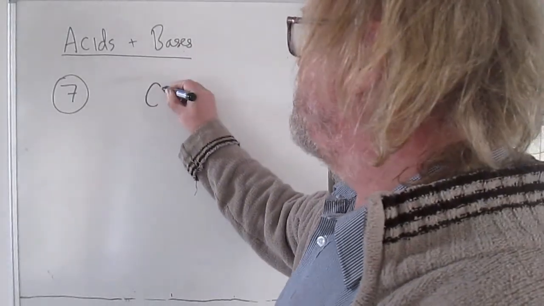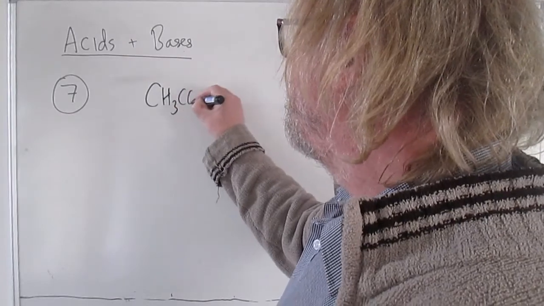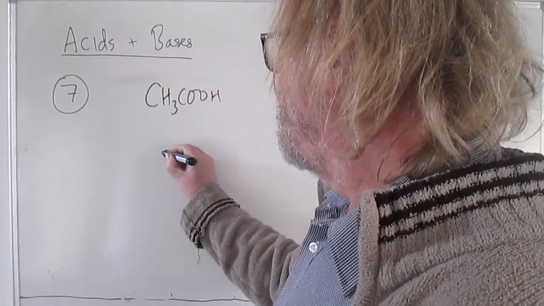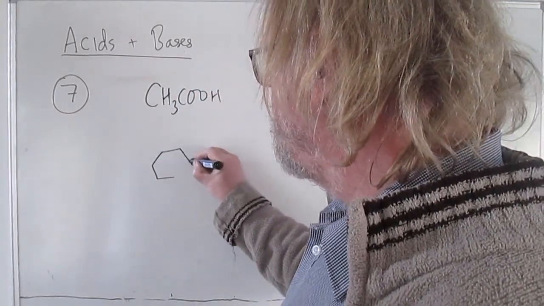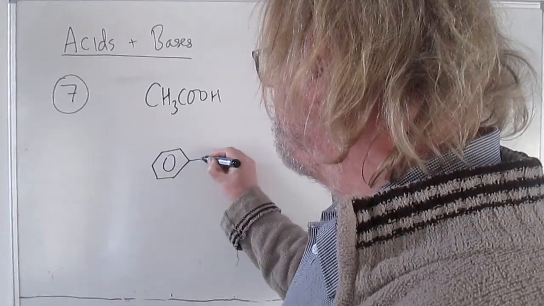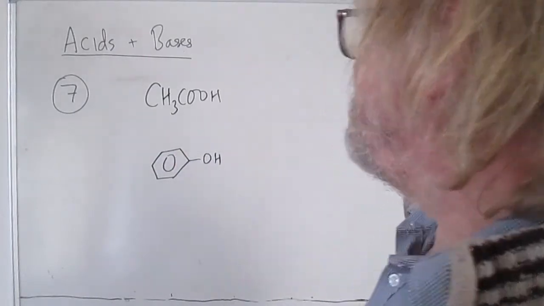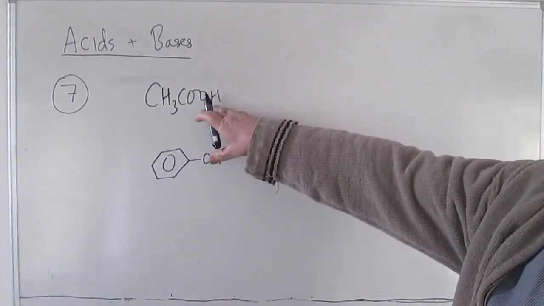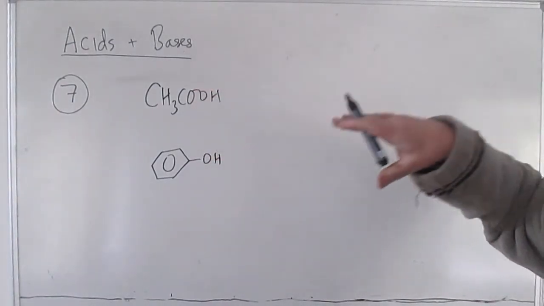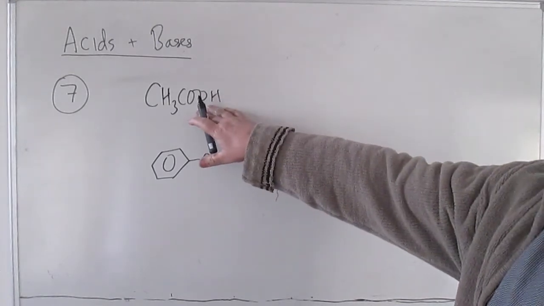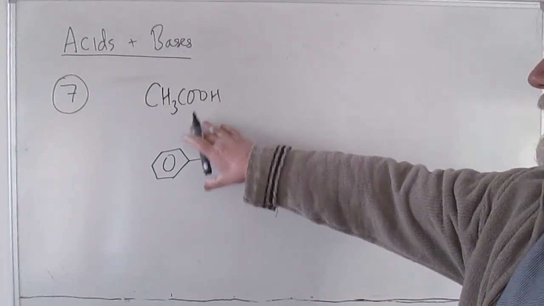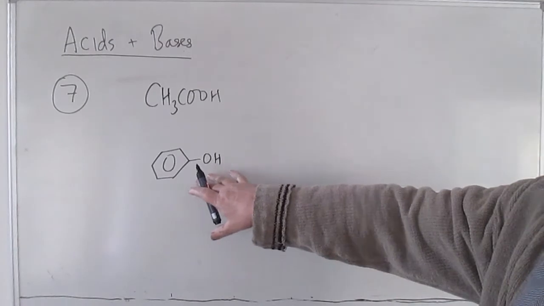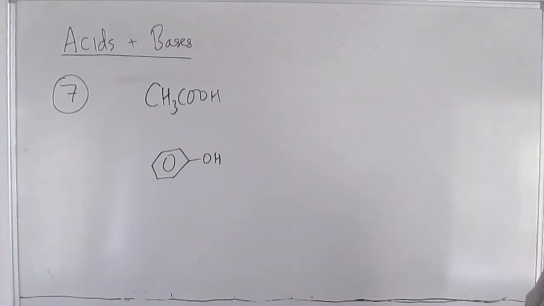So in question 7 we're comparing ethanoic acid and phenol. And you know from your organic chemistry that both of these are weak acids. But hopefully what you also remember is that this is much weaker than this. And the key evidence for that, if you recall, is that this will react with carbonates and cause fizzing, but this is such a weak acid that it won't react with a weak base like carbonate.